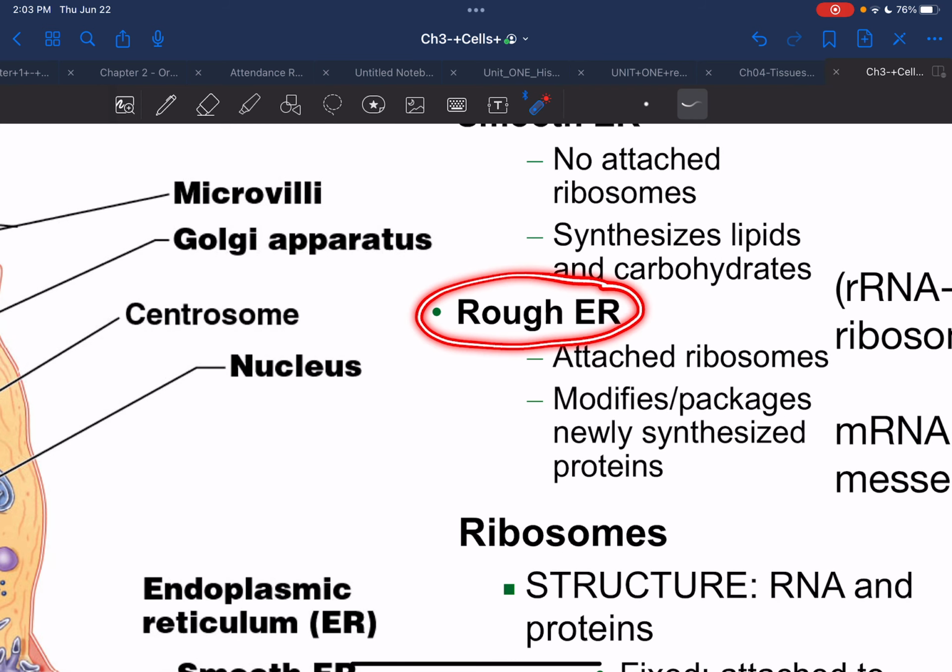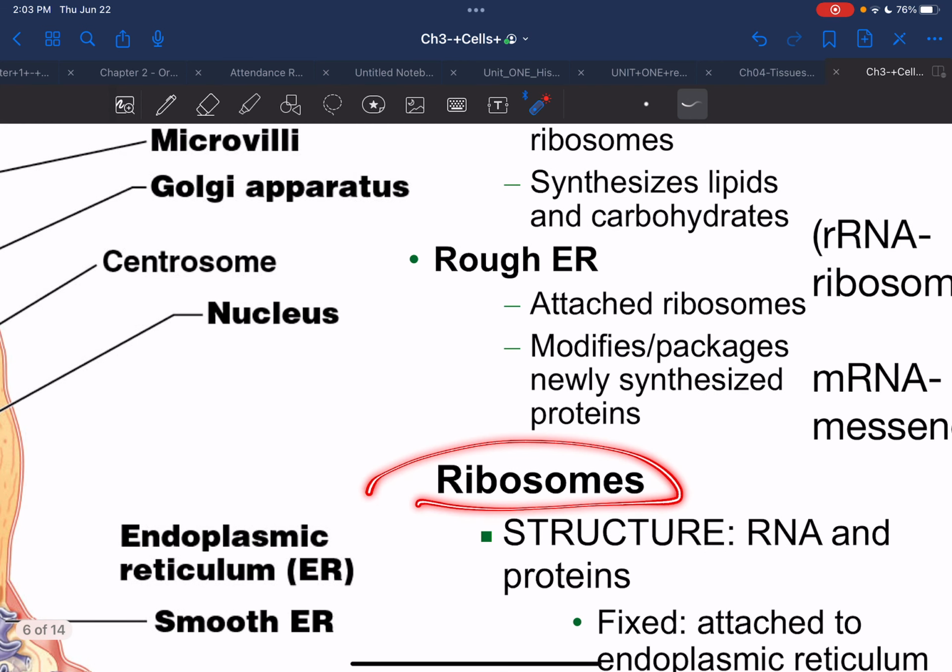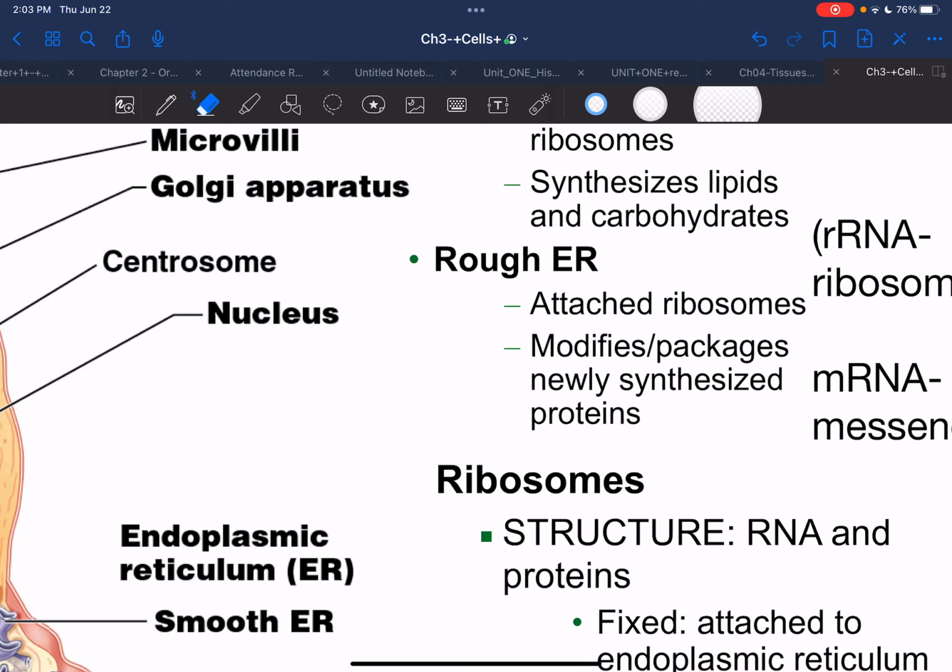Rough ER is a little bit different. It has ribosomes. And the role of ribosomes, as you're going to see in the following segment, is that they synthesize proteins. That's what ribosomes do. So we know the function of rough ER. If they have ribosomes, then what does the whole rough ER do? Synthesize proteins. That's all. Because if it's rough, your head should jump to the logic: it's rough because it has ribosomes. If it has ribosomes, we synthesize proteins.